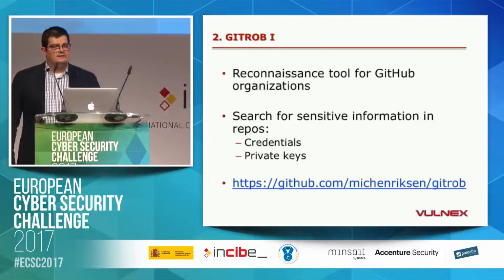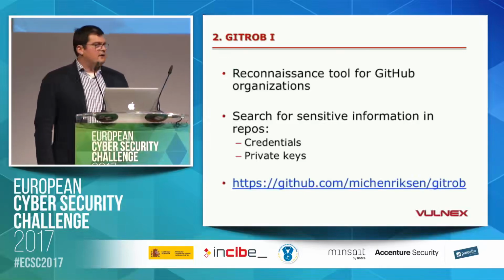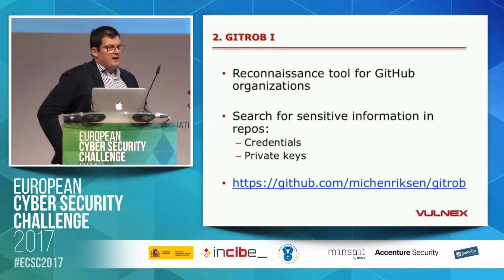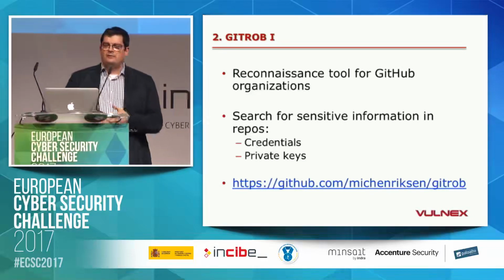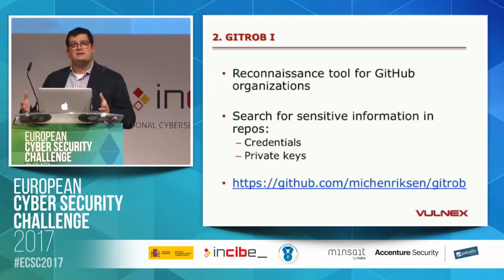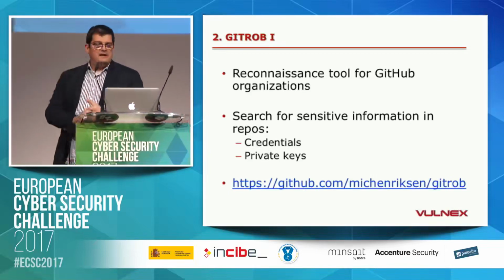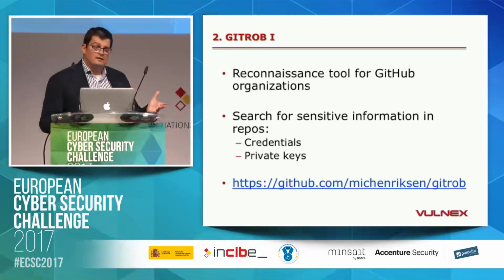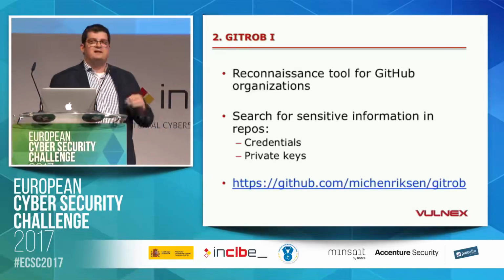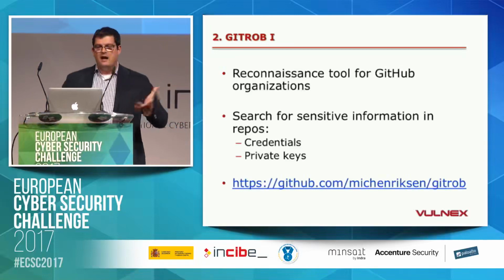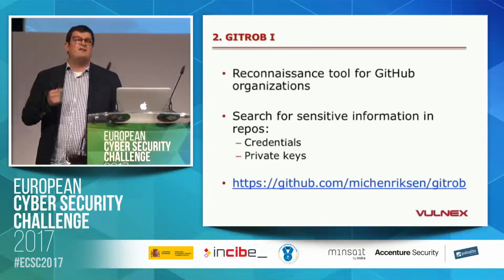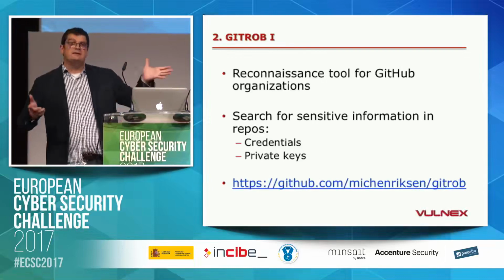Another tool I like is GitRob. GitRob was created I think two years ago, and it was a tool developed to perform reconnaissance in GitHub repos. The idea for this tool is to look for credentials and privacy sensitive information, like tokens. So it's more like a security tool, looking for misconfiguration and sensitive information that should not be there when we are releasing the code.